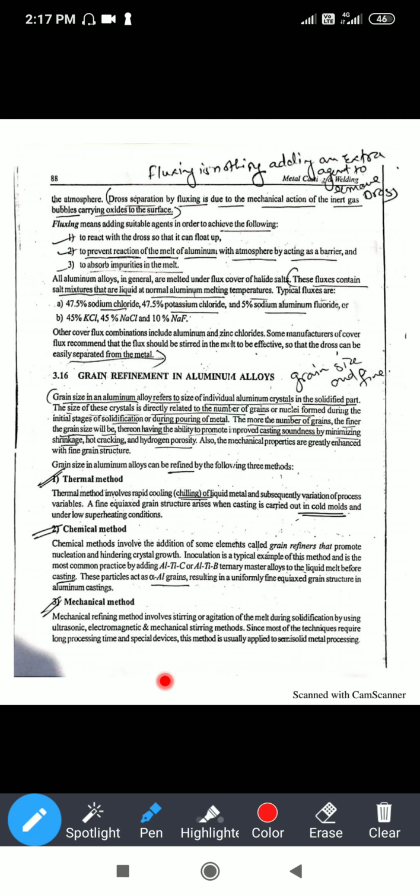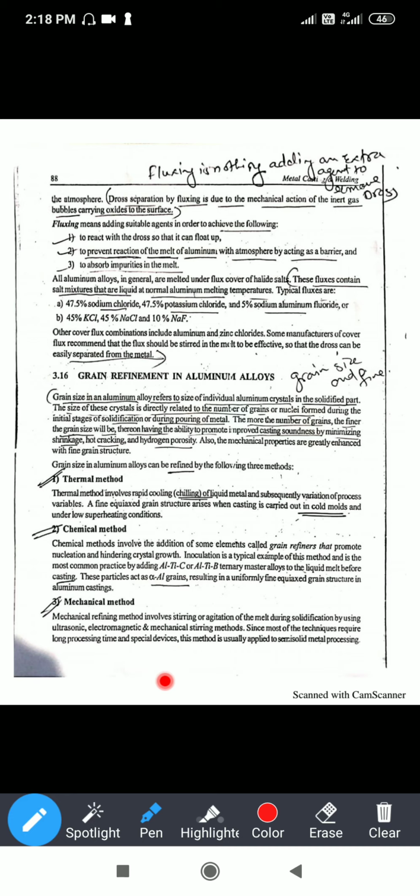Okay, now next we can see grain refinement in aluminum alloys. The grain size in aluminum alloys refers to the size of the individual aluminum crystal in the solid part. The size of this crystal is directly related to the number of grains or nuclei formed during the initial stage of solidification or during the pouring of the metal.